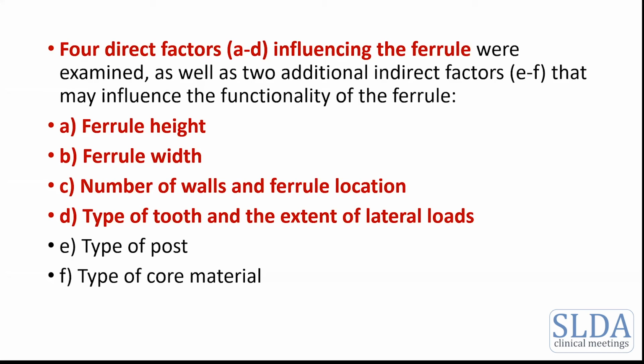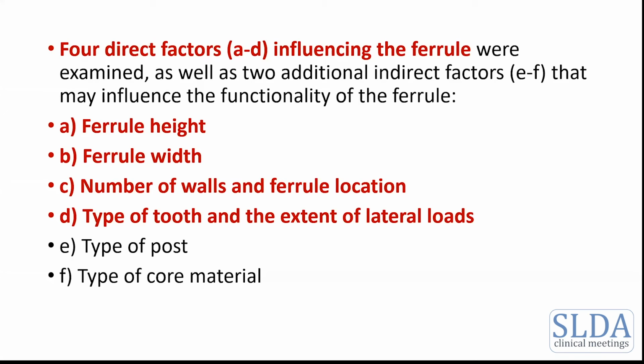It's very important because this thickness will provide the strength of the tooth. And the number of walls, sometimes the number of walls is less. One side the ferrule is not there, the dentine wall is not there. And the location and the type of the tooth, whether it's an anterior tooth, a premolar or molar, whether the tooth has to bear lateral loads, all these things should be the influencing factors when you decide on the ferrule.